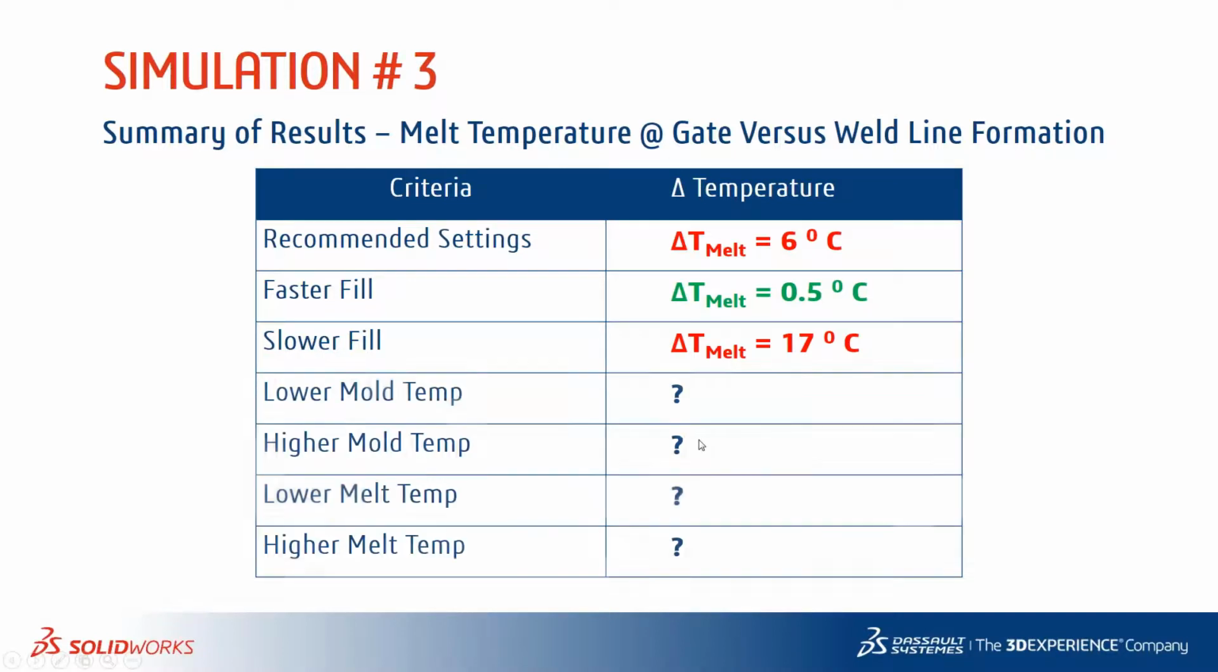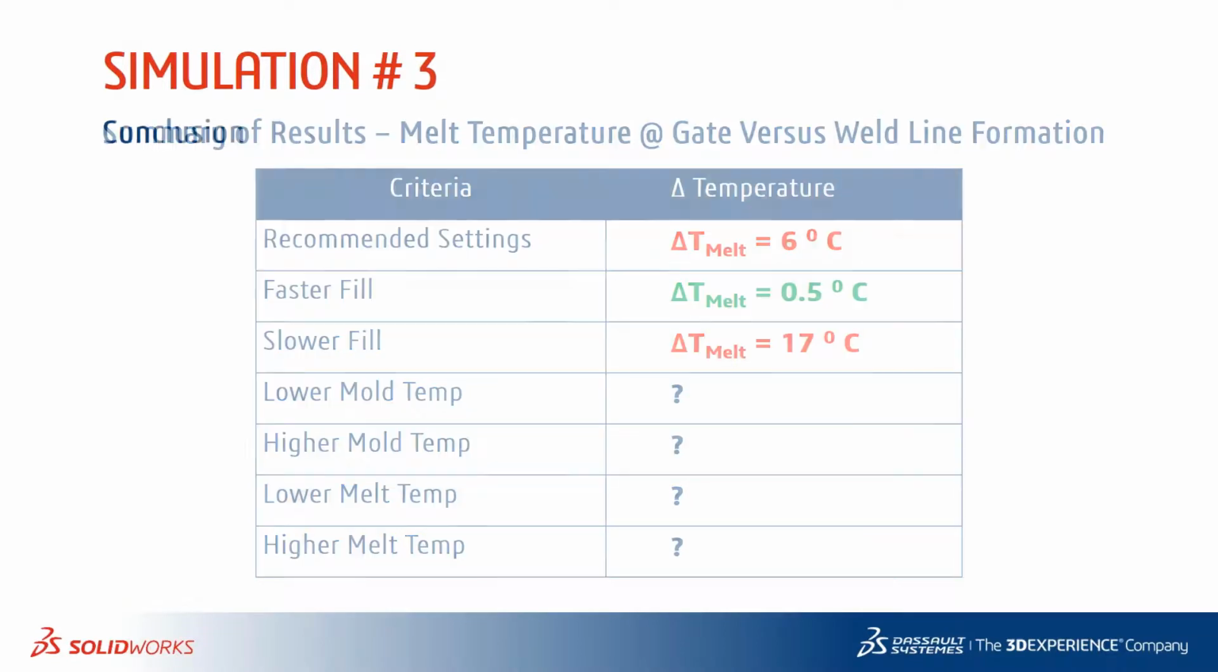Now, what else can you do? There are so many other variables you can test to understand how they affect the temperature differential at the weld line formation versus the temperature of the melt at the gate. That could be tweaking your mold temperatures and your melt temperatures, and seeing how that generates more information for you about the integrity of the weld line.